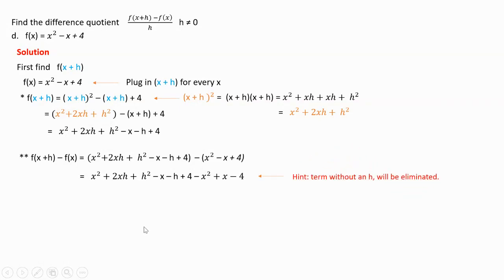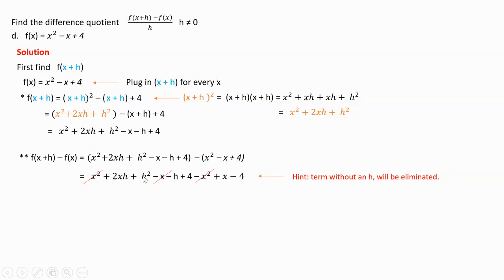Here's a hint that I tell my students. If the term doesn't have an h, it has to be eliminated. So for example, x squared, the first term: does it have an h? No, it doesn't. So somewhere there's going to be a negative x squared, and there it is, right over here on the right. So we can cancel those two. Does the second term have an h? Yes, it does, so it stays.